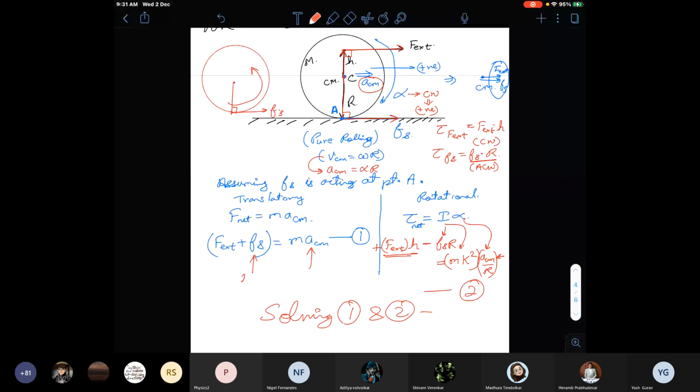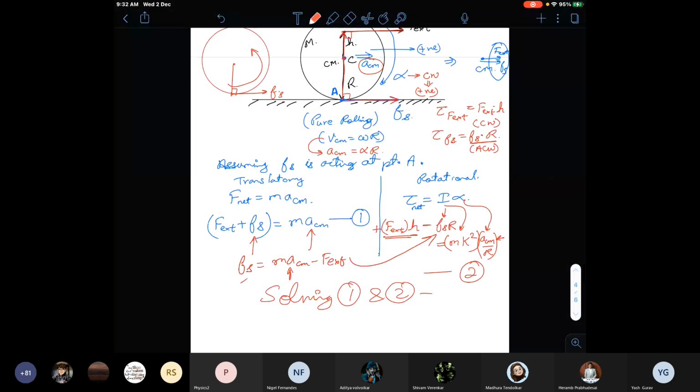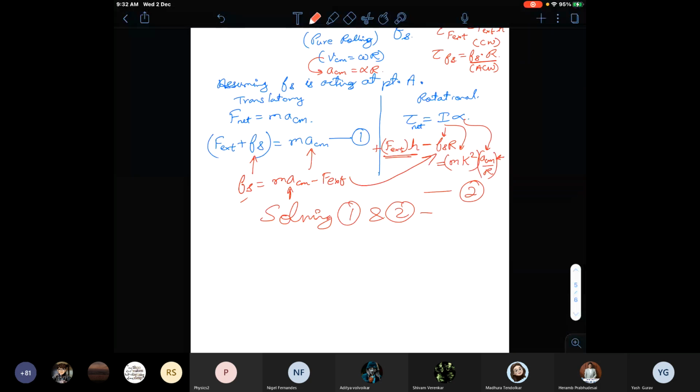Just Fs can be written as MACM minus F external over here. Use this result, replace it over here and solve. As you replace it in the second equation, you will have MACM. ACM will be calculated from that. Once you have ACM, you can replace ACM over here, and you will have friction also. So I am going to write the result directly. The mathematical derivation is not important to you.